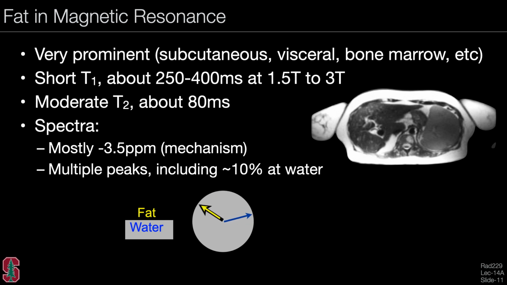So we can see an animation where we have fat and water here, and the effect of this is simply that fat and water are going to precess at different frequencies. And we can acquire images with fat and water in different phase configurations, as we'll see shortly.